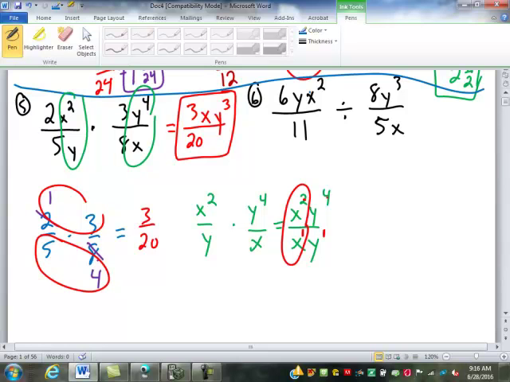Whenever there's variables in your fraction, you cannot turn it into a mixed number, because you don't know what the value of those variables is. So you don't know whether the top is bigger than the bottom or not.